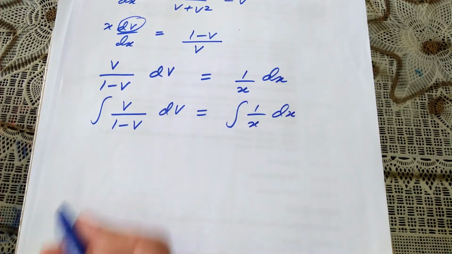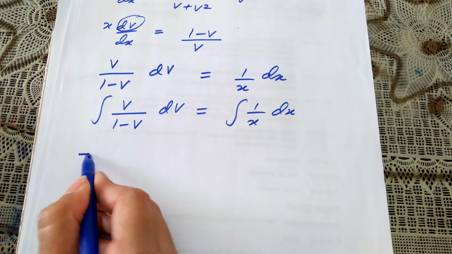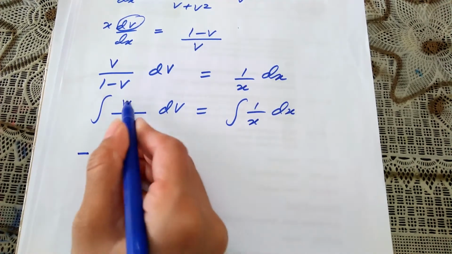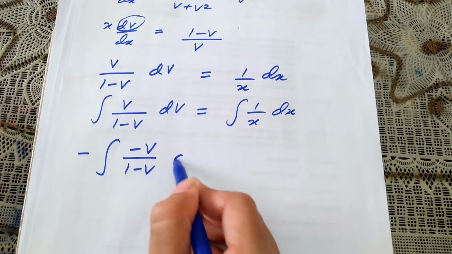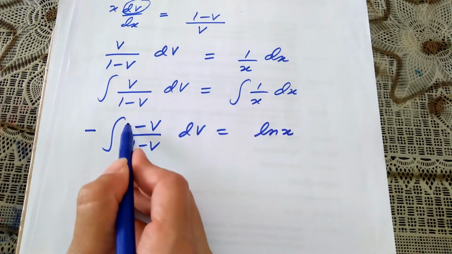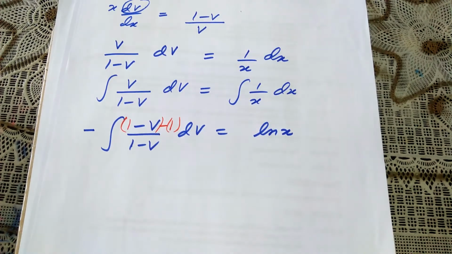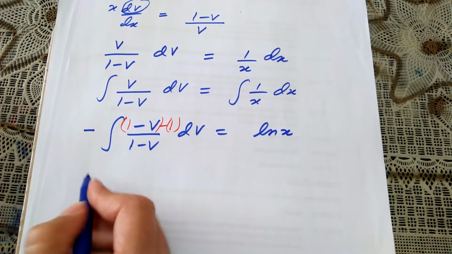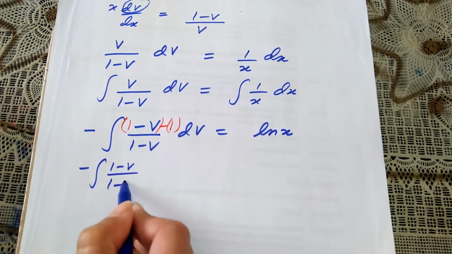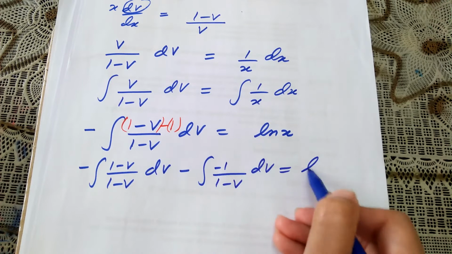From here I can simplify it. I can make this denominator upside down, how? Just write a negative sign, negative v, I am making the same thing upward in the numerator. Integration of 1 over x dx will be ln of x. Now I can write 1 here as well. How can I write 1? If I write 1 here, then I need to subtract the 1 as well. So now you can separate the two things. The first thing is this one and the second thing is this one. So I will get negative of 1 minus v over 1 minus v dv, minus 1 over 1 minus v dv equals ln of x.